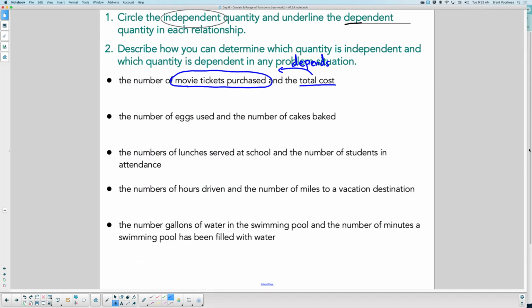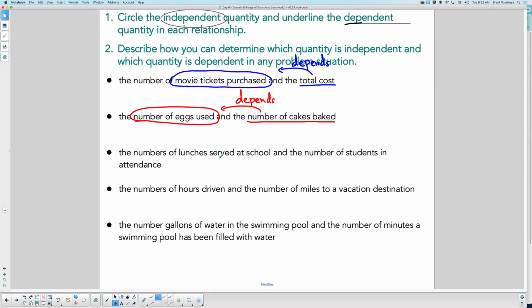Very good. So we circle the first one, number of eggs used, and then we underline the dependent, number of cakes baked. I'm going to go ahead and do this, arrow back, and I'm going to say depends. Meaning this depends on that. That's what my notes are indicating. Okay, how about the next one?